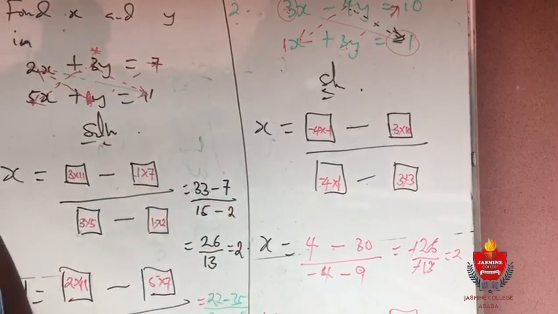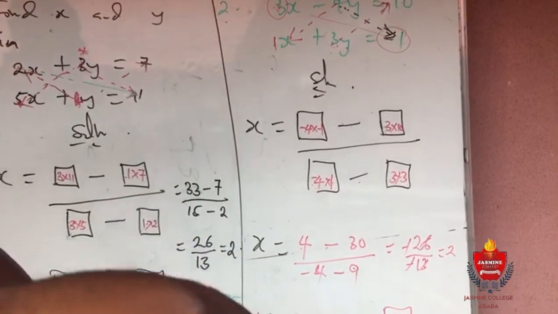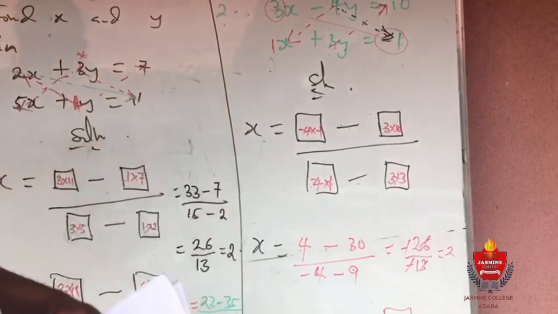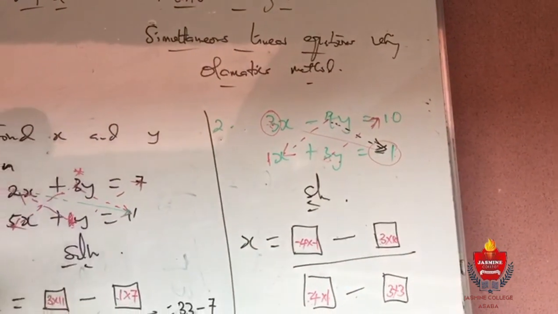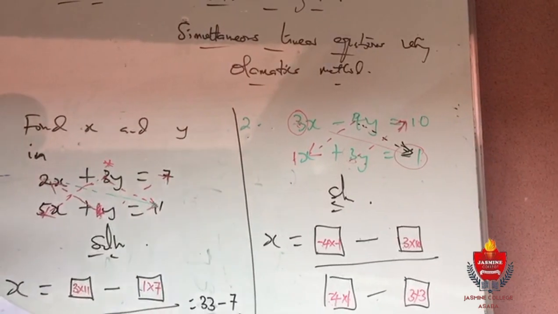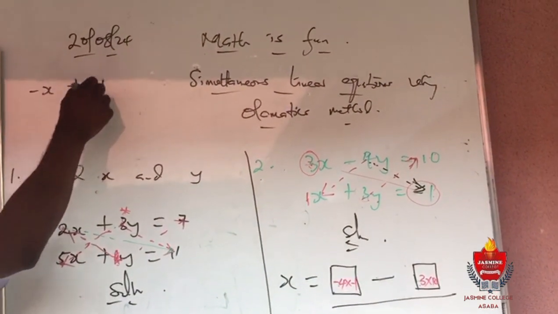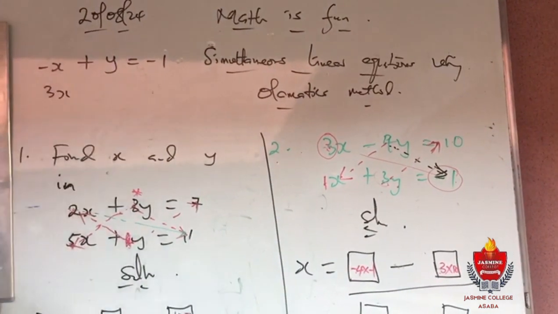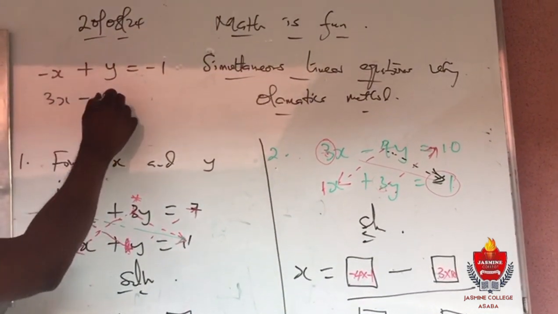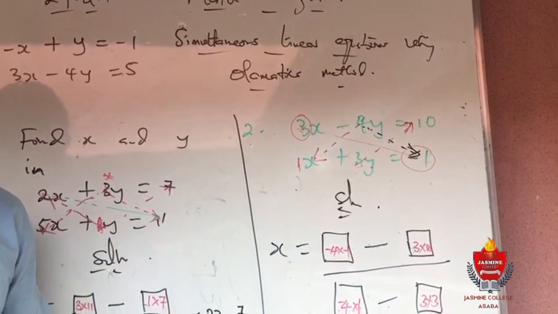But before we close this video, I would like you to solve this question and drop your answer in the comment section. This is the question. It says, solve for x and y in minus x plus y equals minus 1, and 3x minus 4y equals 5.